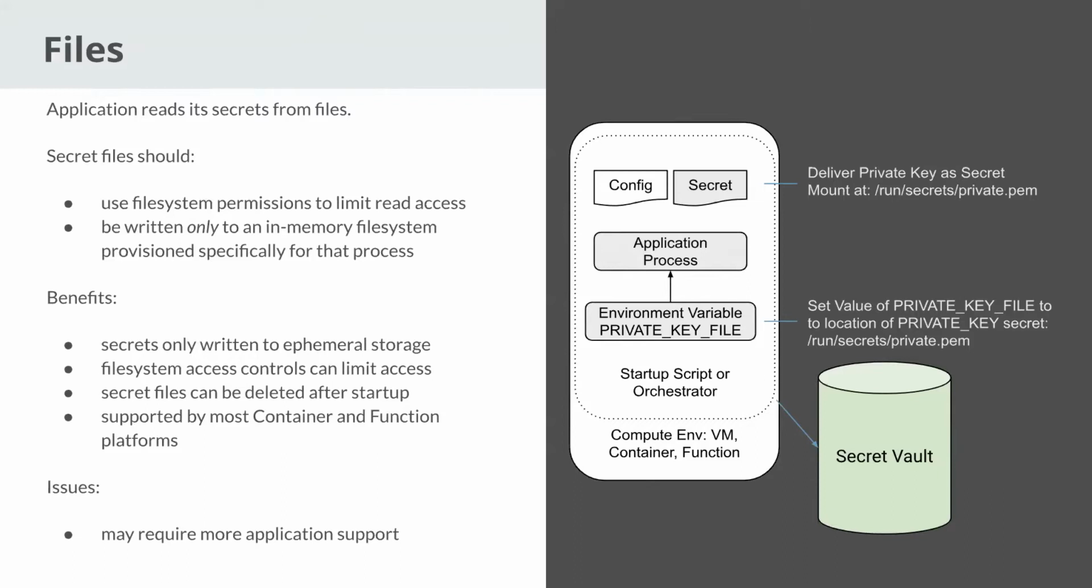So we've kind of already gone through a number of the benefits. The main benefit of using files over environment variables is that you can use the file system access controls to limit access, and you can do things like delete them after startup. And I think that's pretty much it. Any questions on that pattern?